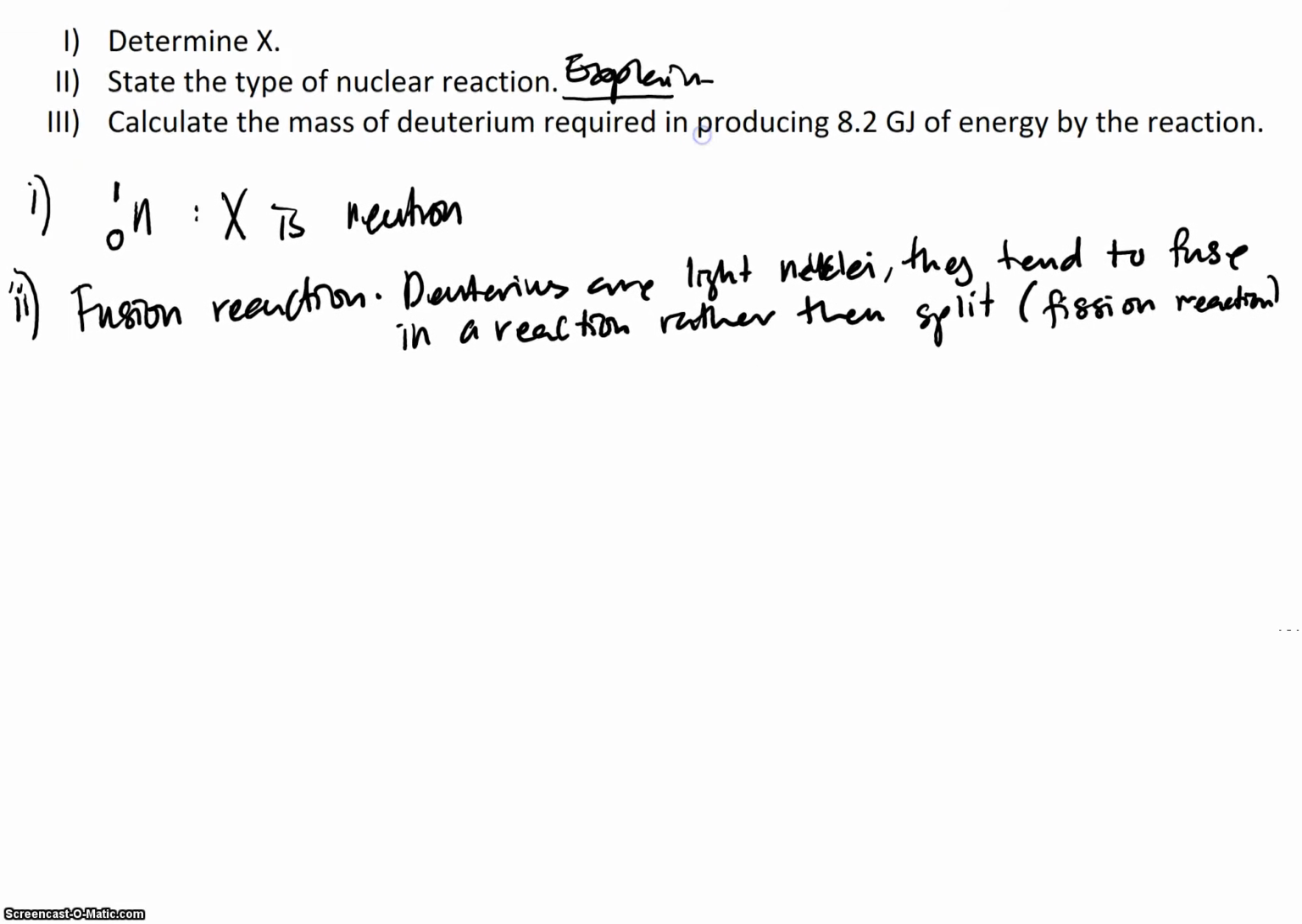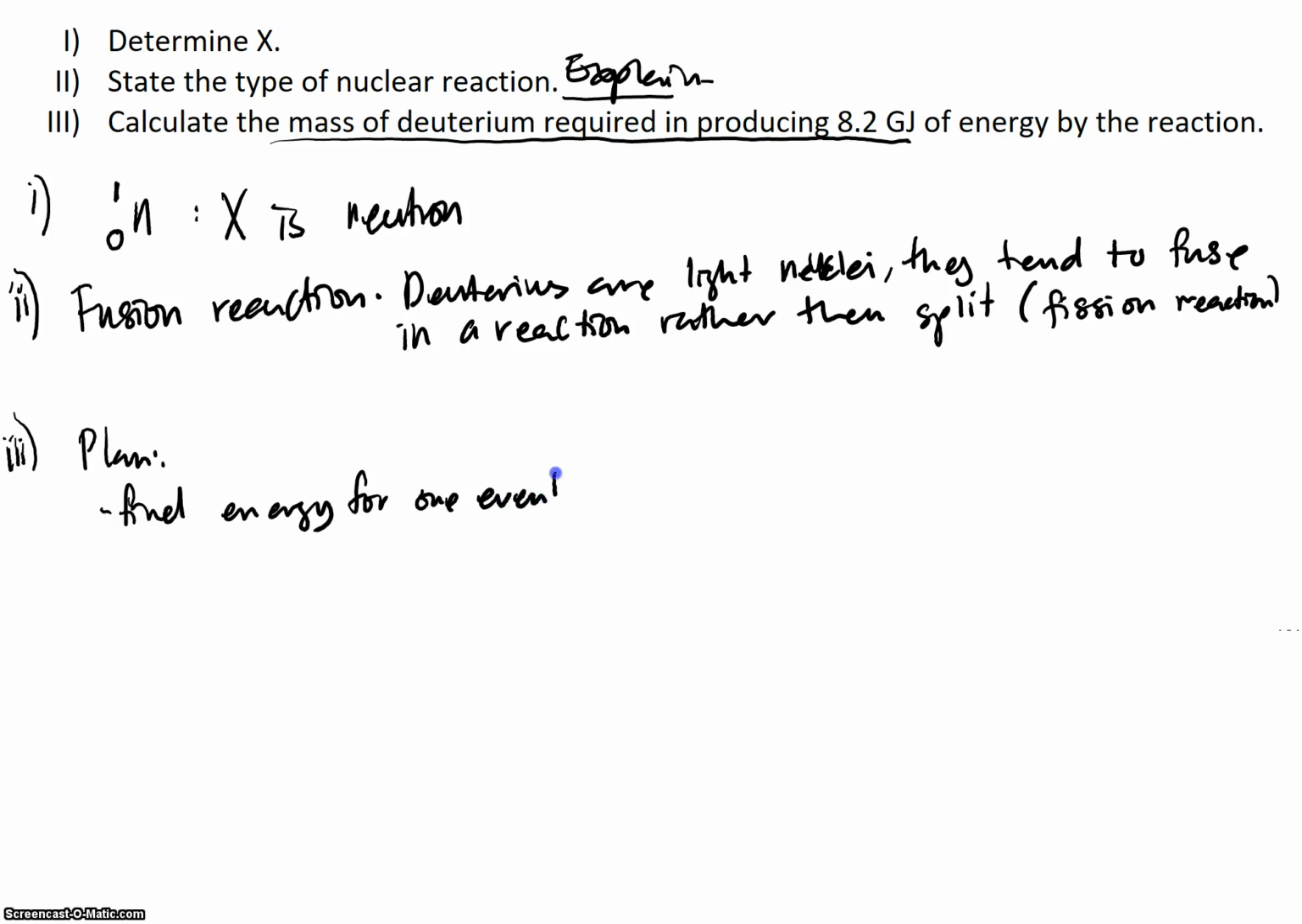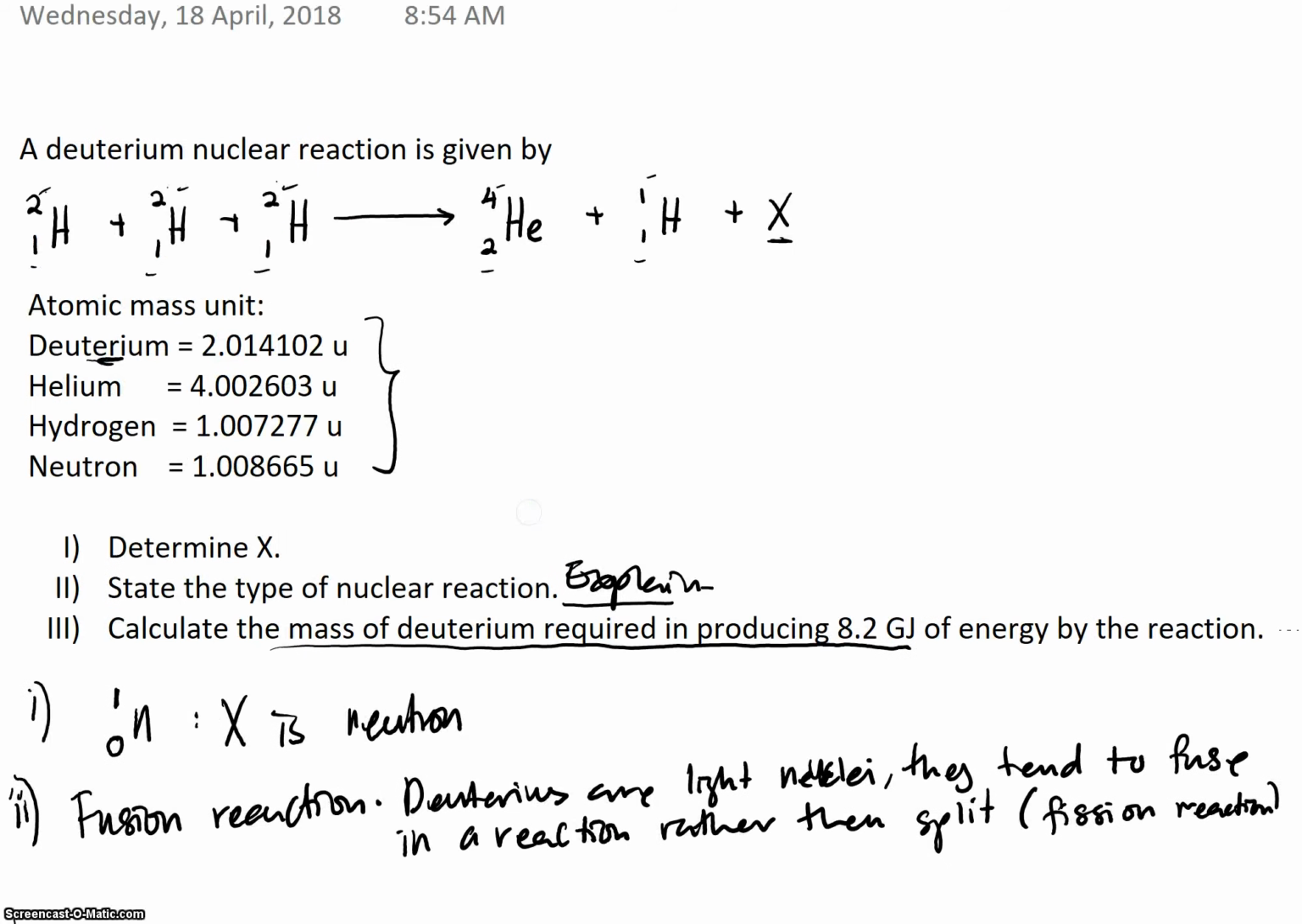Let's go to question number 3. Number 3 is quite tricky, so that's why I like to make a video about this one. It says, calculate the mass of deuterium required to produce 8.2 gigajoule of energy. Here's the plan. This is a very lengthy calculation. Number 1, we have to find the energy for one event. In this one event, we can see the number of deuterium nuclei is 3.